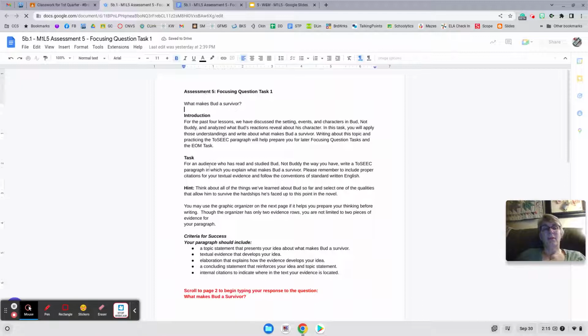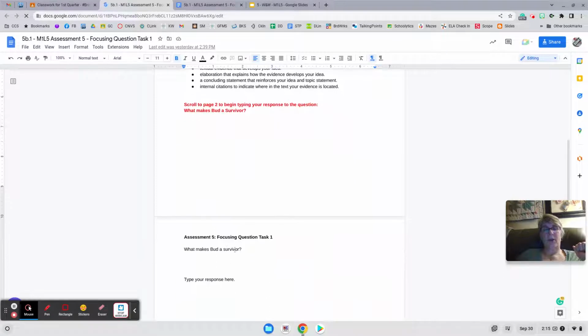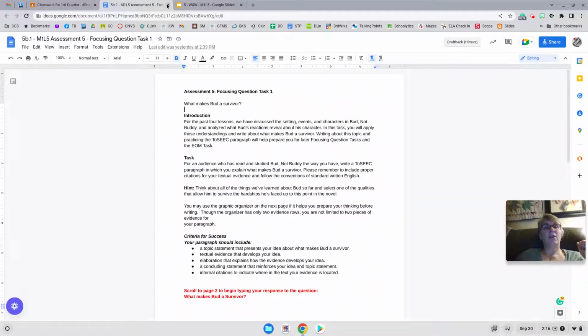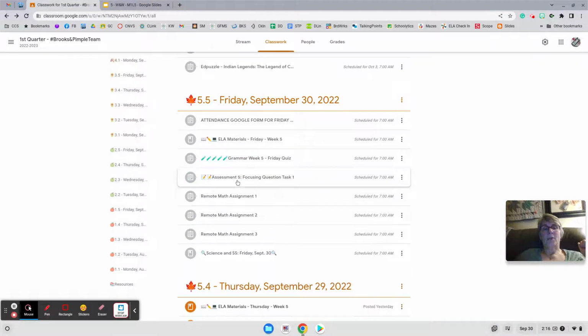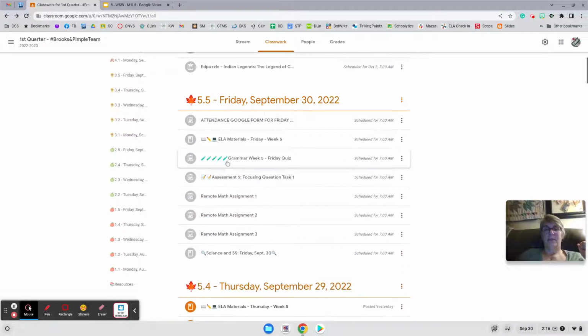The instructions are here, everything you should include, and here will be how you're graded. You're actually going to write your paragraph down here where it says type your response. You're going to highlight that. You're going to type over it. Okay? So that's what you're going to do for this. And then finally, this one should not take very long for you to do at all. I want you to go to the Google Classroom. You see your Grammar Week 5 Friday quiz? You're just going to do it. And that's what you're going to do for my classes today.